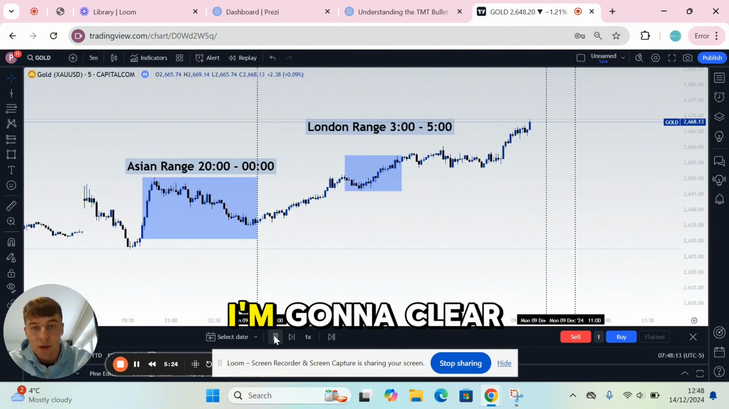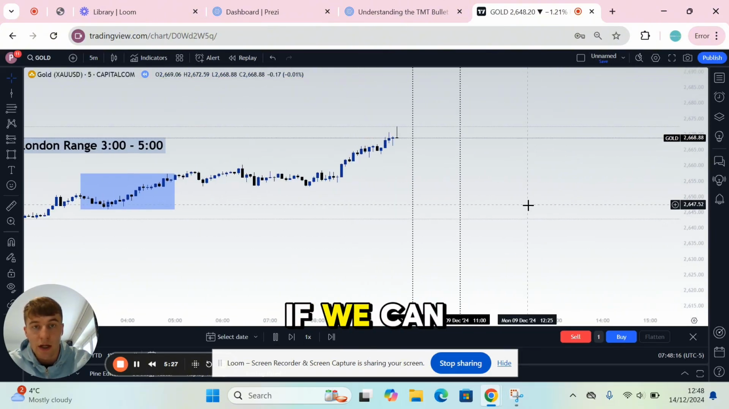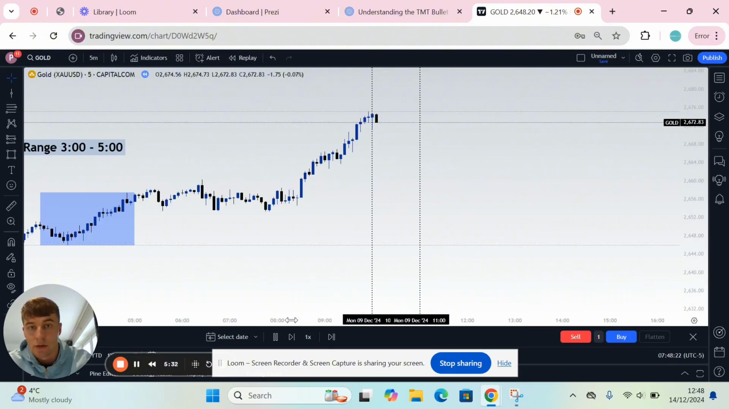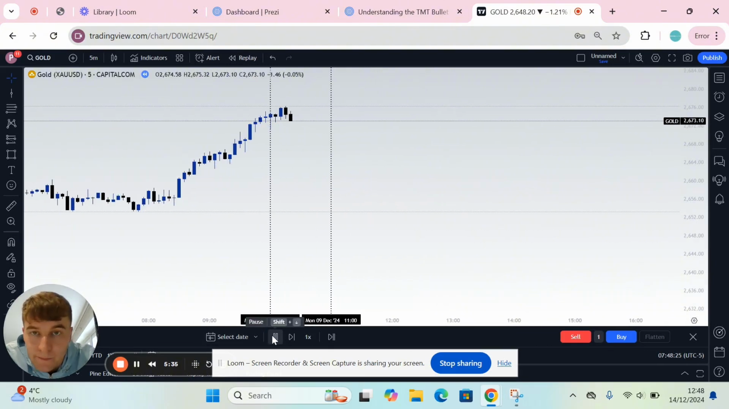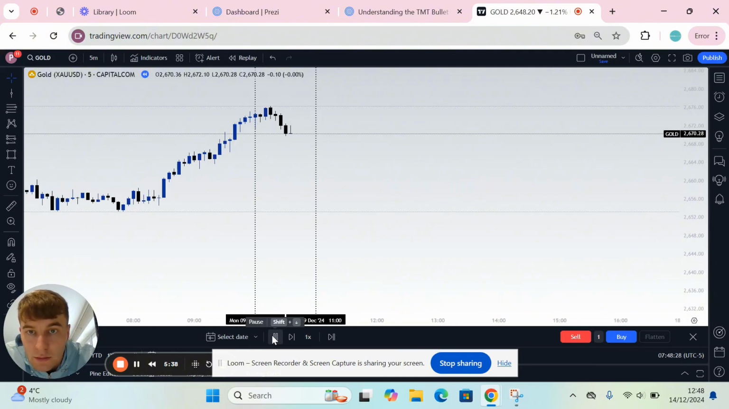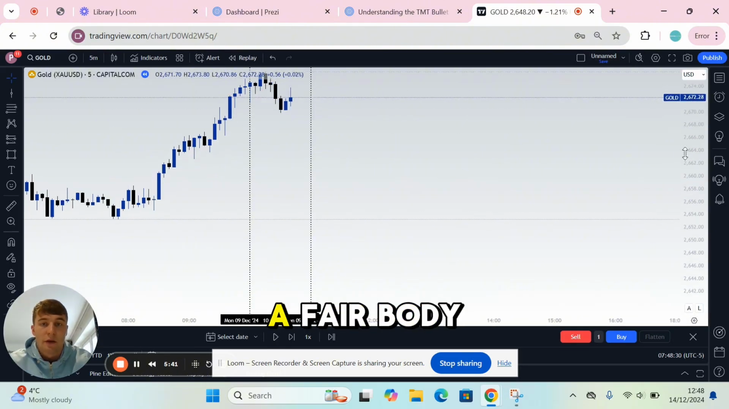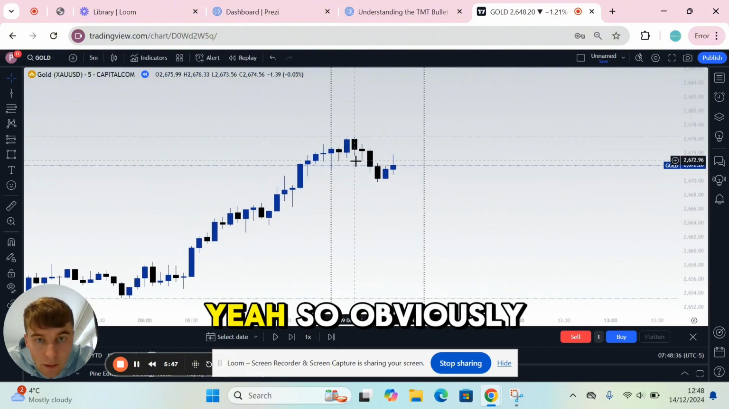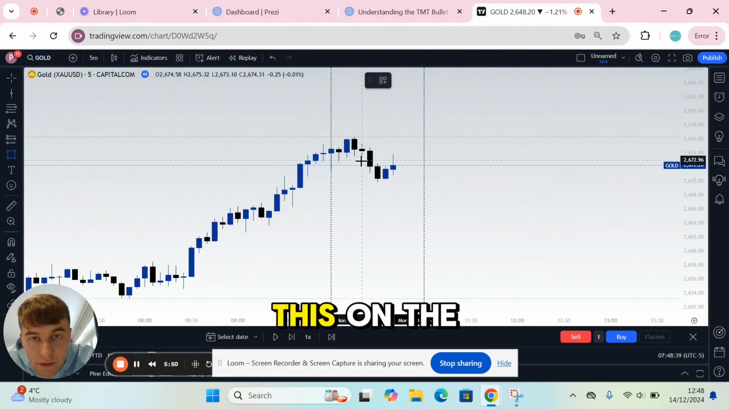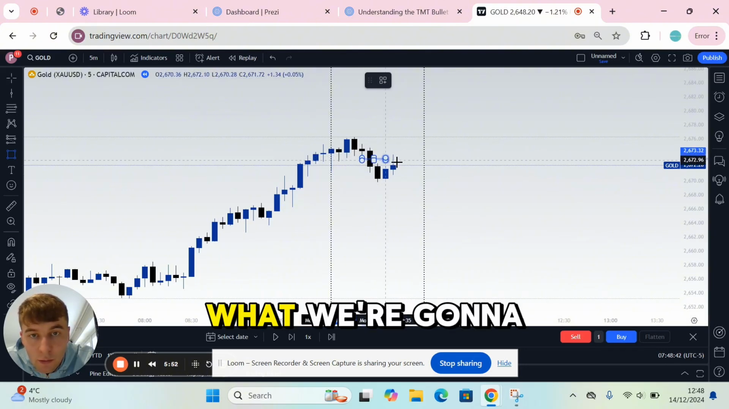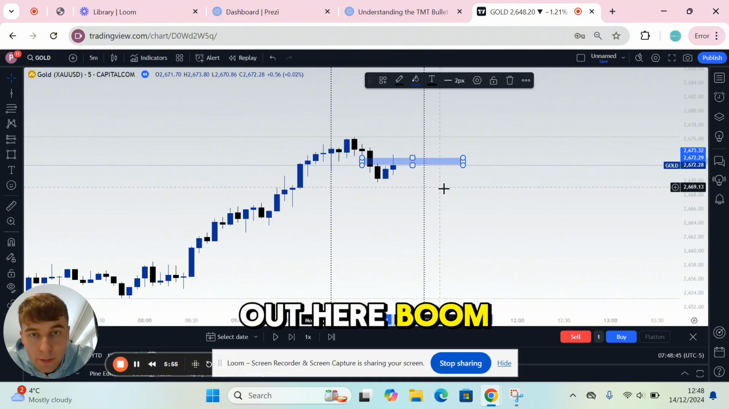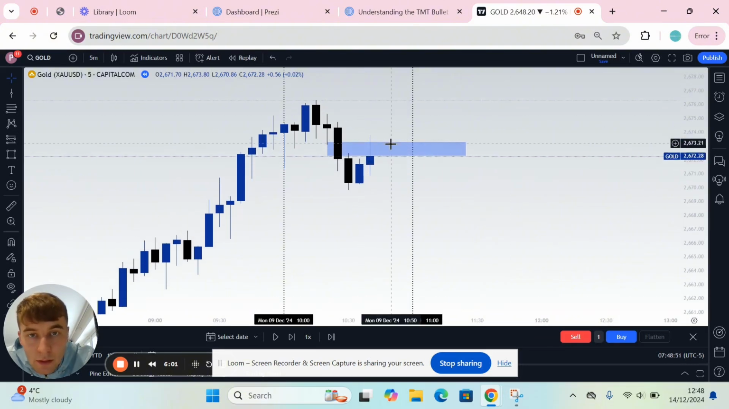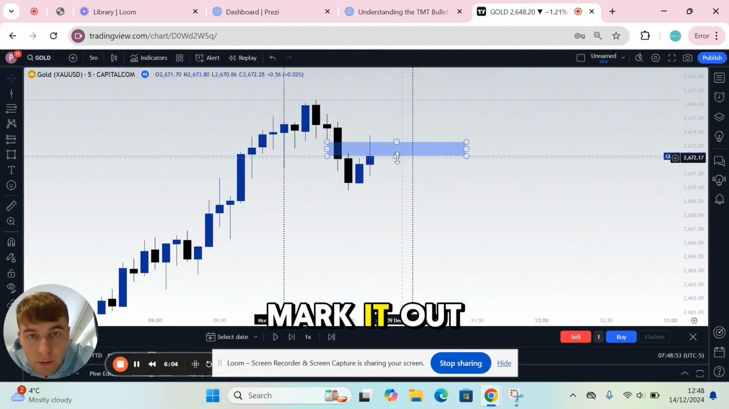So what I'm going to do is play this now, and we're going to see if we can catch a fair value gap in the execution zone. That looks like a fair value gap to me. Yeah, so obviously if this is on the 5-minute time frame, we would have seen this forming. What we're going to do is mark this out here. Let's zoom in a little bit so it's a little bit more accurate.